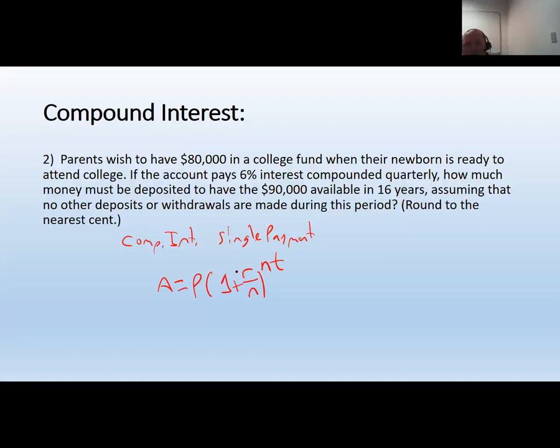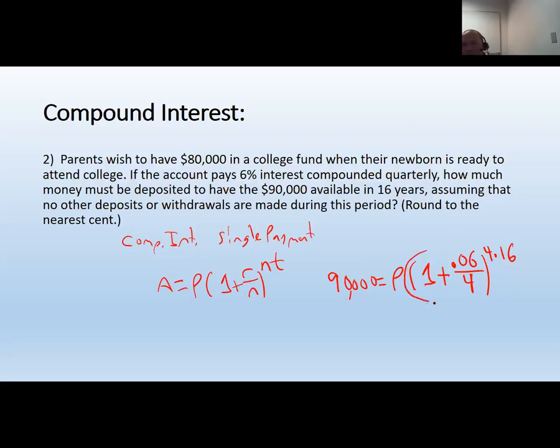Okay, so basically this is a one-time payment that this person needs to make. They want to determine how much they need to invest now so that they can have 90,000 available in 16 years. So 90,000 would be your A. That's the future value that the person wants to have. The P is unknown, because you don't know how much you're going to invest now. The interest rate is 6%, which as a decimal is 0.06, over N. They tell us this is compounded quarterly, so N is 4 in the denominator, and that's raised to the 4 times T power. T is 16.